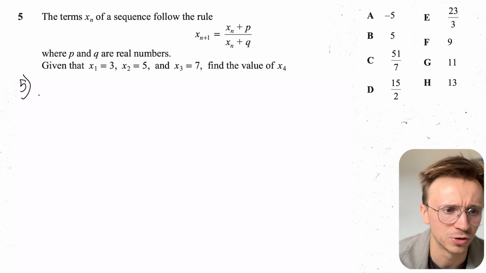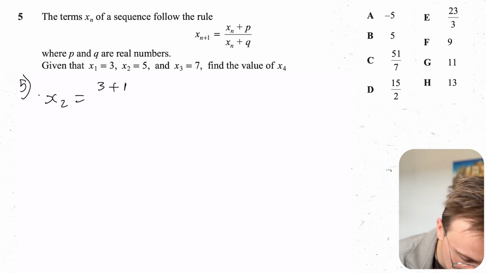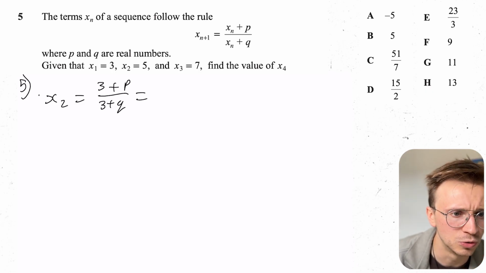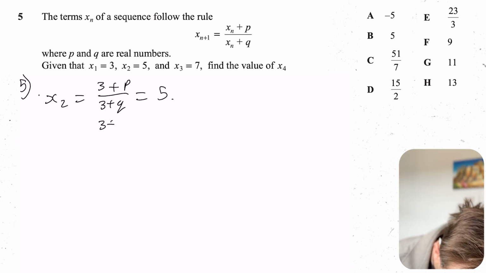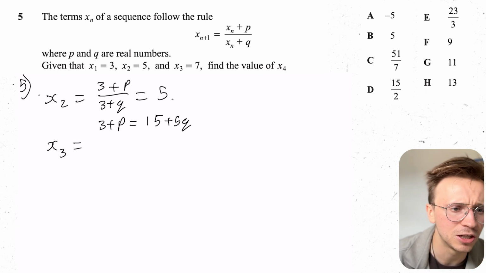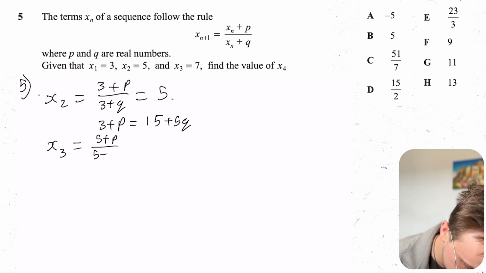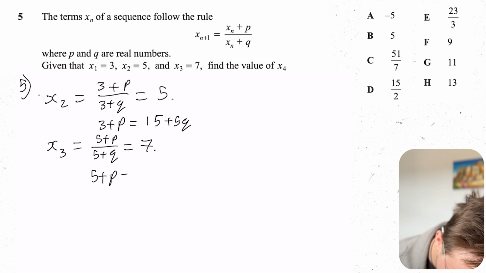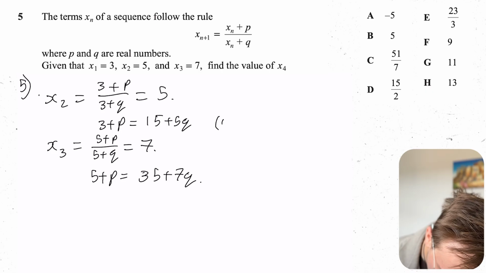So x_1 equals 3, then x_2 equals (3 + p)/(3 + q), and I know that is equal to 5. Then I might actually expand that, so 3 + p = 15 + 5q. I know that x_3 is equal to (5 + p)/(5 + q). That's equal to 7, so therefore 5 + p = 35 + 7q. Call this one 1 and this one 2.